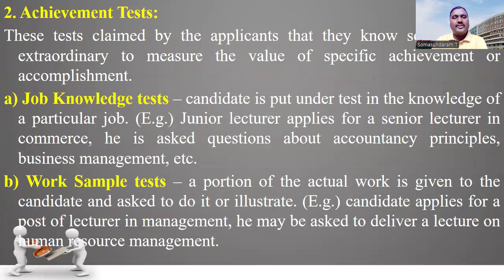The second important test is the achievement test, to know about your proficiency in your job profile. The first one is the job knowledge test. They ask whether you have basic knowledge of the particular designation or job. For example, if you are appointed as a junior lecturer or lecturer, or at the next level as a manager or supervisor, whether you know what the supervisor's job is and what his responsibility is.